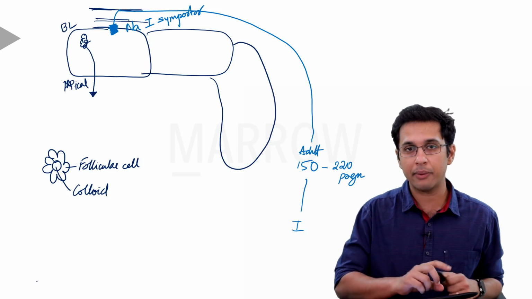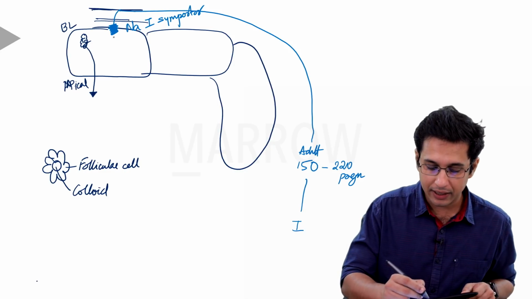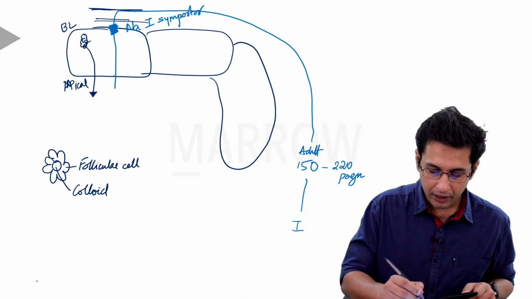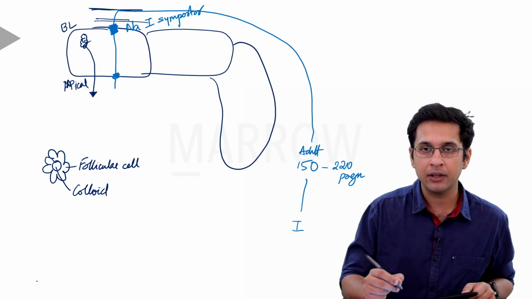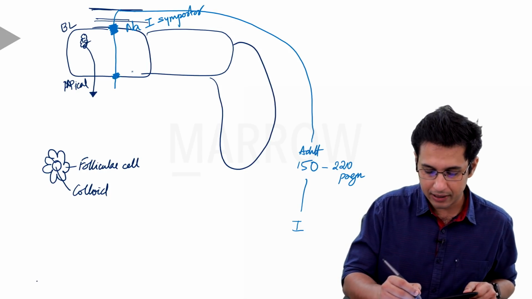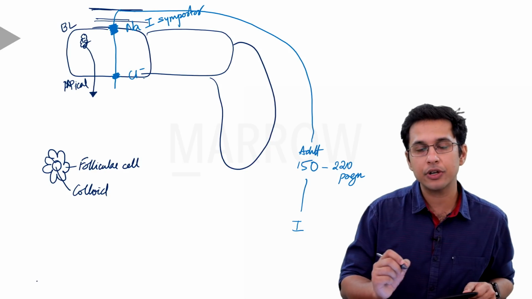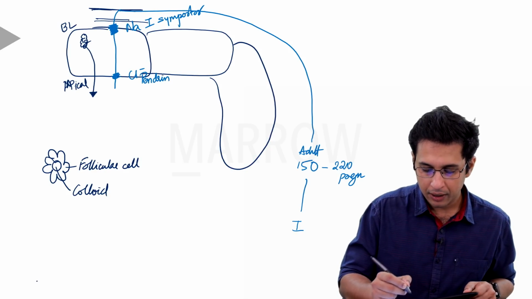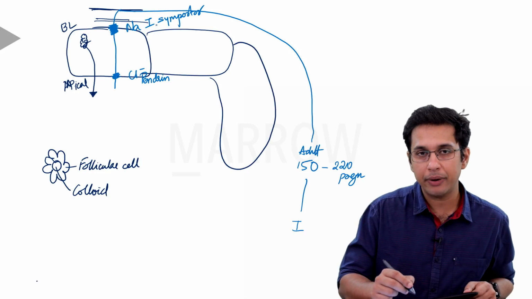All this because of the sodium iodide importer. Now the iodine is inside the follicular cell and rapidly taken out into the colloid. And in this apical membrane, you will find a chloride ion transporter, and that transporter is called pendrin. Okay, sodium iodide importer and pendrin here.